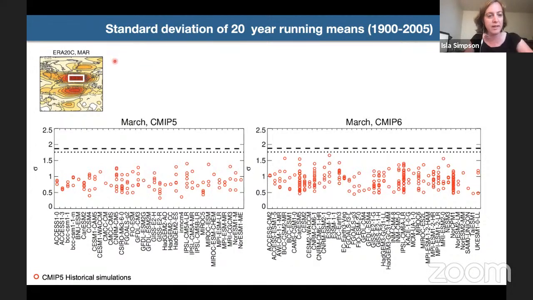This is the standard deviation of 20-year running means of zonal wind for March. And all of the red points here are the coupled historical simulations for CMIP5 and CMIP6. And the black lines are two observation-based estimates from 20th century reanalyses. And so none of the individual members in the whole of the CMIP5 or CMIP6 archive show as much low frequency variability as what we've seen in the observations. There's a couple maybe that come a bit closer in CMIP6, but the observations are definitely outside of our modeled distribution.